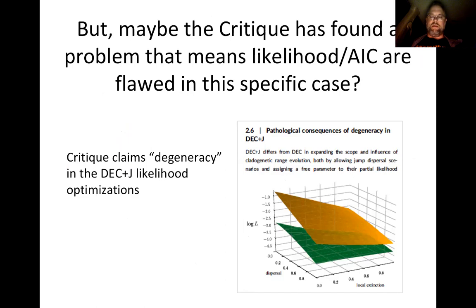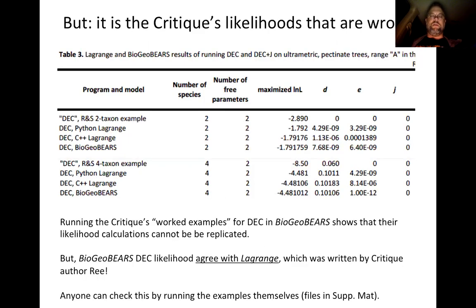But before we address that, I want to point out some things. They claim to have a worked example of why this occurs, but actually the log likelihoods are wrong in this critique's worked examples. I replicated their data sets and ran them in BioGeoBEARS and in Lagrange, which is a program that Ree, one of the critique authors himself, wrote. BioGeoBEARS and Lagrange agree on what the log likelihoods are. The critique's worked examples don't.